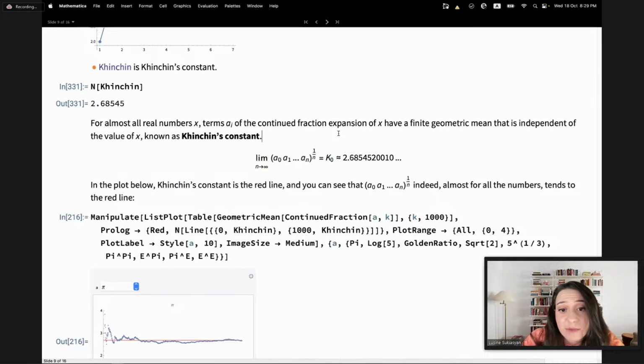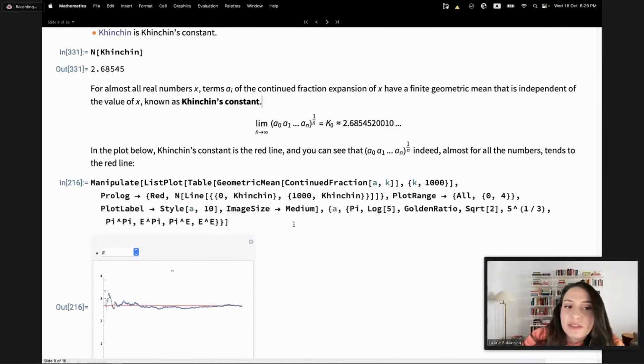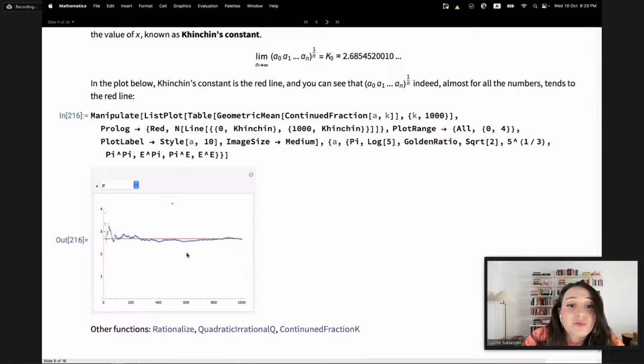Basically, in mathematical terms, this is what he's saying. And here in this plot, Khinchin's constant is the red line, and you can see that this value, indeed, for almost all real numbers, tends to the red line. That is actually a mathematical term, almost all real numbers, but let's not go there.